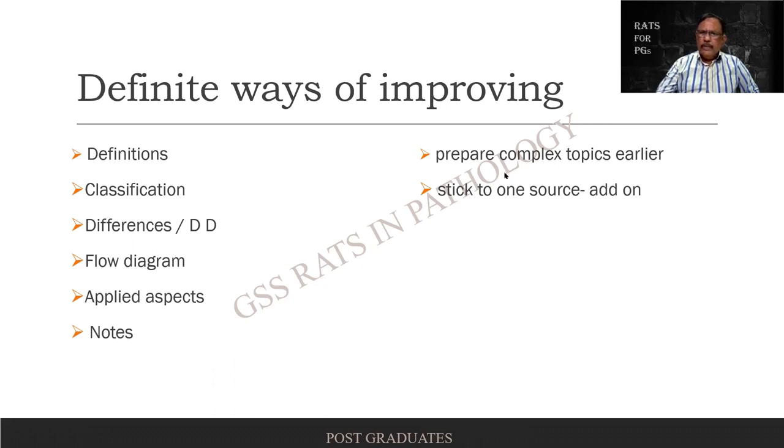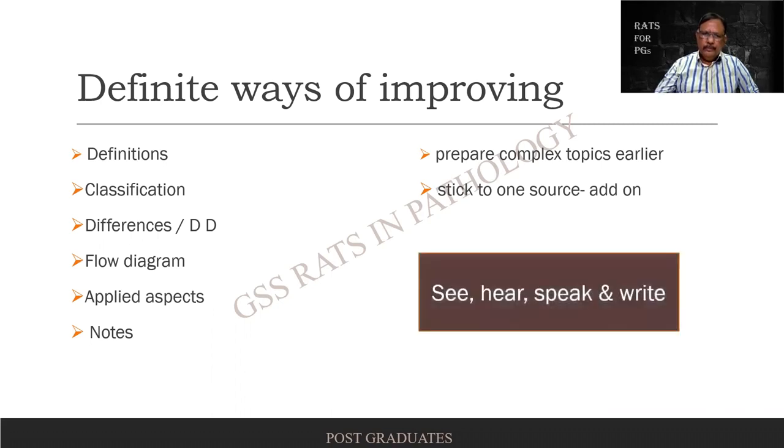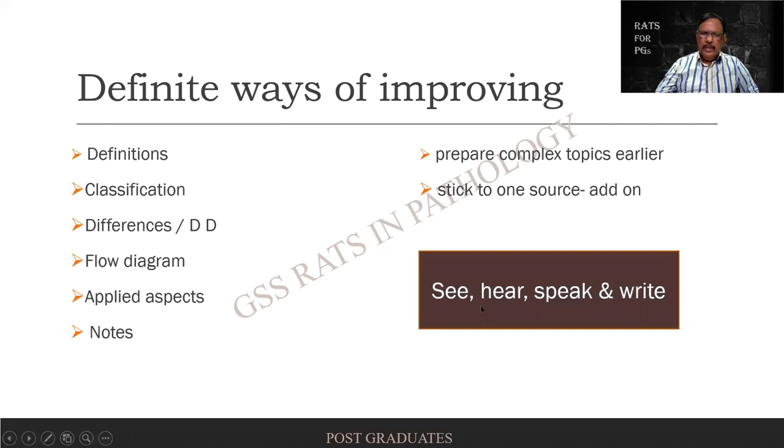And when some topics are complex, try to prepare for that earlier. The differential diagnosis of different kinds of cirrhosis, jaundice, for example. And as I told you earlier, stick to one source. Whatever be your preparation, it should be preferably from a single source. As I mentioned earlier, you see, hear. If you cannot hear others, hear yourself. Speak, narrate, and then you write. This should be the mode of preparation and writing.